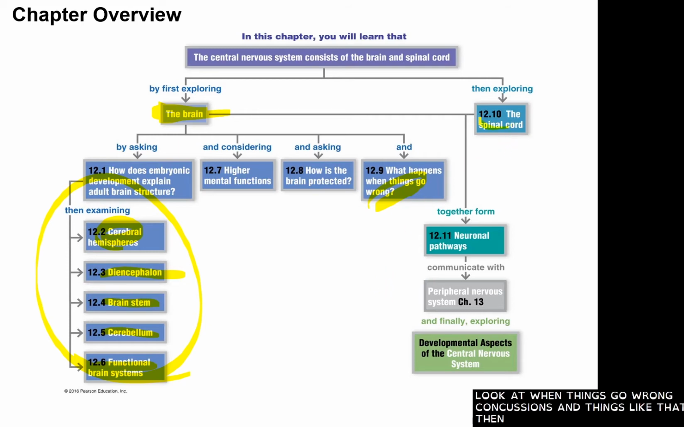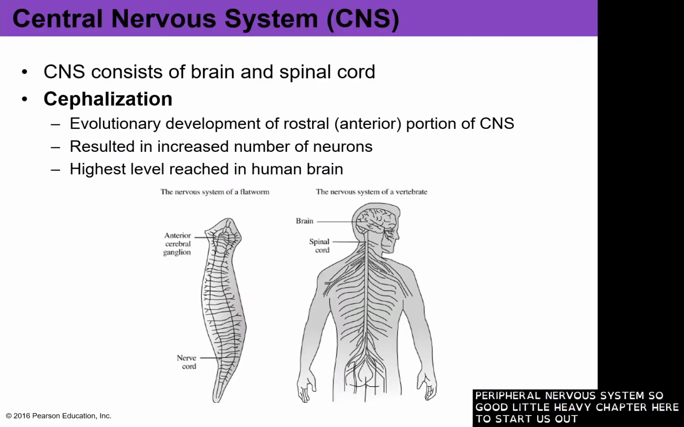Then the next part, we're going to look at the spinal cord as part of the central nervous system. There, we're going to look at how signals travel up and down the spinal cord. And then that leads us into the next chapter, which is on the peripheral nervous system. So a good little heavy chapter here to start us out.